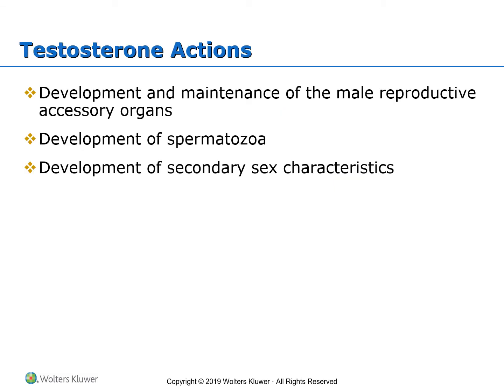We'll look now at the testosterone hormone itself. It's produced at the level of the interstitial cells, and it will be released in the bloodstream. Again, it's a hormone, part of the endocrine system. Its main functions are related to the development and maintenance of male reproductive accessory organs to support the reproduction process. It will stimulate the development of spermatozoa and also the development of secondary sex characteristics that are not related directly to reproduction, however, will differentiate between males and females.